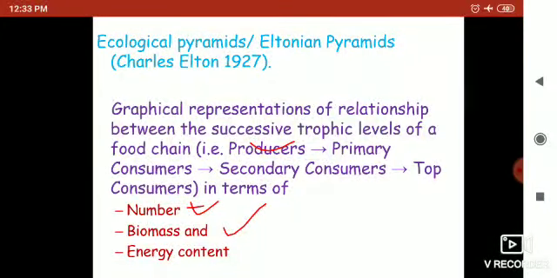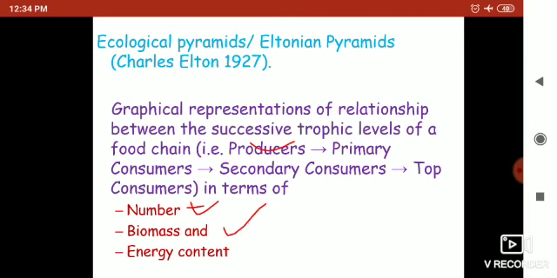My dear students, today we are going to discuss one more important topic of ecosystem ecology, and this topic is all concerned about the ecological pyramids or Eltonian pyramids, because they were first of all given by Charles Elton in 1927. The ecological pyramids are actually the relationships. It is a relationship that exists between successive trophic levels of a food chain in an ecosystem.